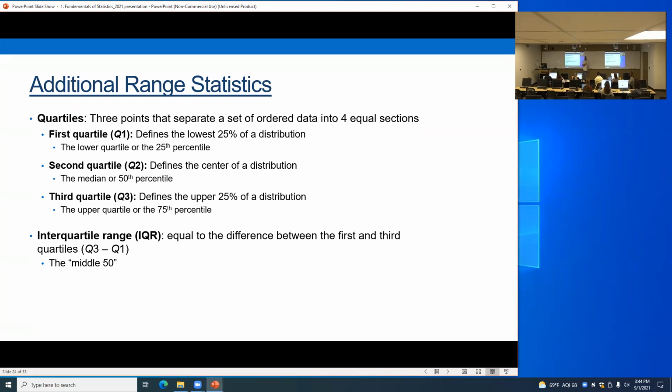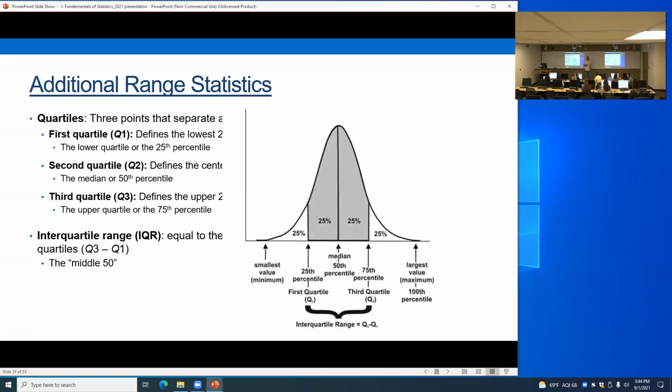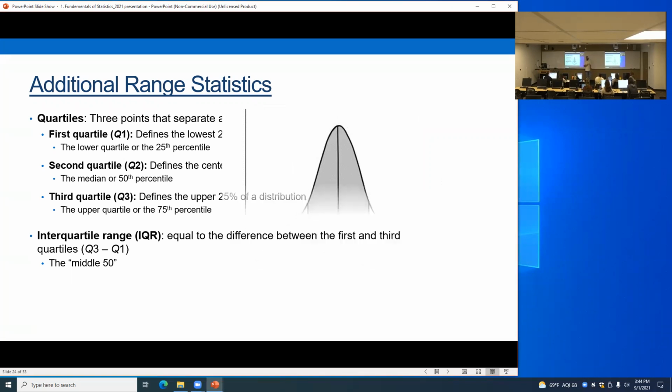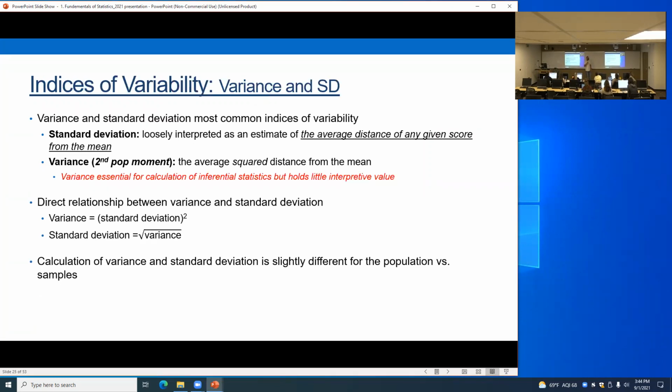So we'll jump back into talking about variability. Are people comfortable with quartile stuff? We'll get back into this with box plots to start thinking about interpretations. Okay, cool. We talked about range-based statistics, and now variance and standard deviation. These are going to be our most common indices of variability. These are mean-based metrics. We're all familiar with standard deviation, but it becomes helpful to think very clearly about what it is and what it means.